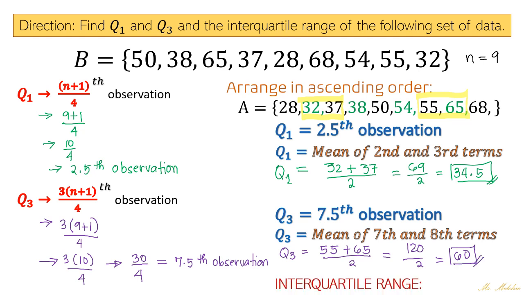And for our interquartile range, of course, we just simply subtract 60 by 34.5, and with that, we can have 25.5 as our interquartile range. And as easy as that.